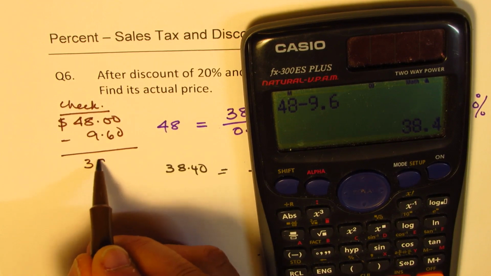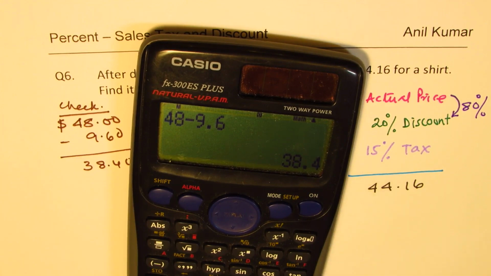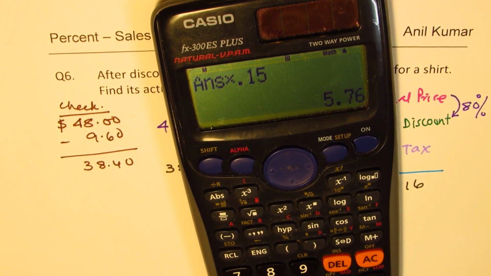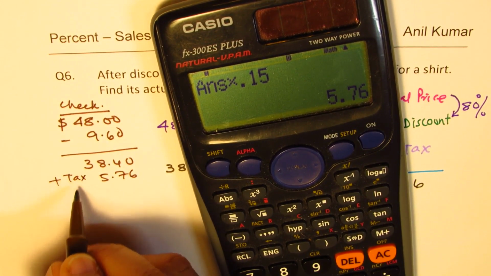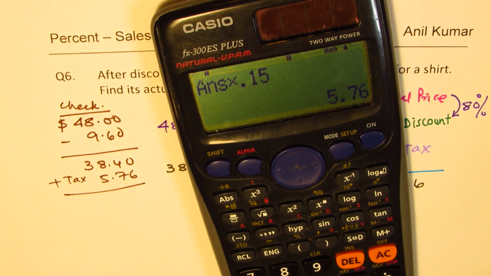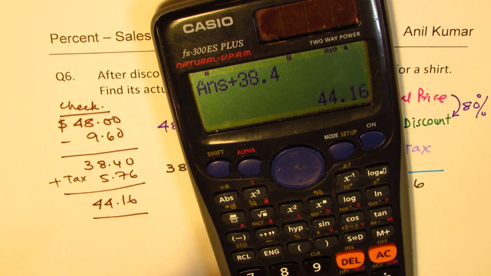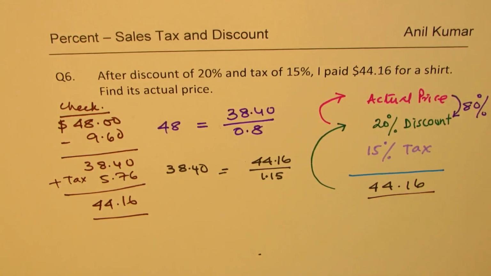So we get 38.40. Now on this 38.40, we have to add 15% tax, right? So on this, we do times 0.15. So that is the tax, which is equal to 5.76. So plus 5.76, and this is the tax, correct? Add it up. So when you add 5.76 to 38.40, you get the value as 44.16. Correct? Which is what you paid. Is that clear to you?